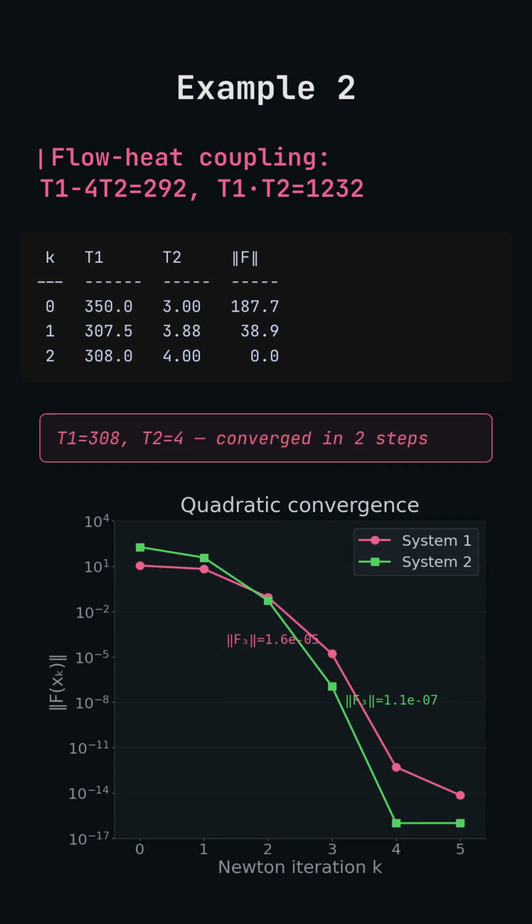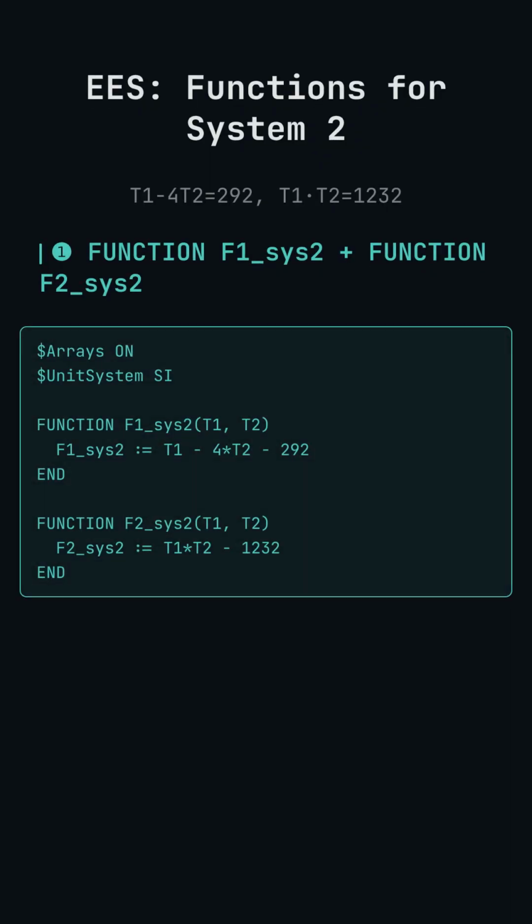T1 equals 308 and T2 equals 4. Two iterations to exact machine precision zeros. The plot below shows both systems' residual norm collapsing in the same quadratic pattern. The same array-based pattern applies to the flow heat coupling problem.